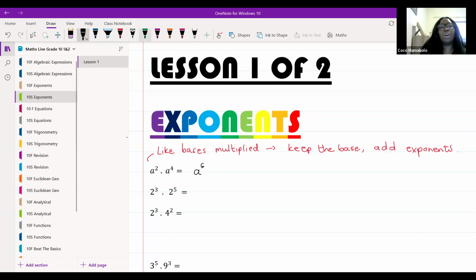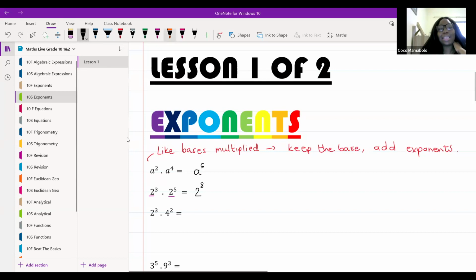Now we're going to go over here. You can see I've got 2 and 2. Are my bases the same? I know it sounds like a dumb question. Are my bases the same, guys? Yes, they are. So I'm going to keep my base, and I'm going to add my exponents. 3 plus 5 is equal to 8.